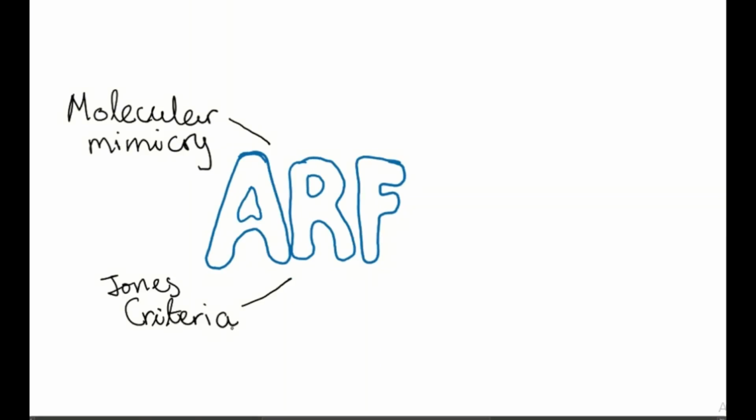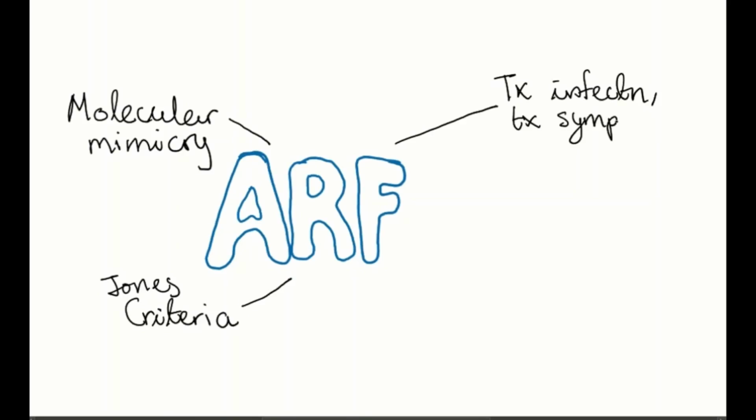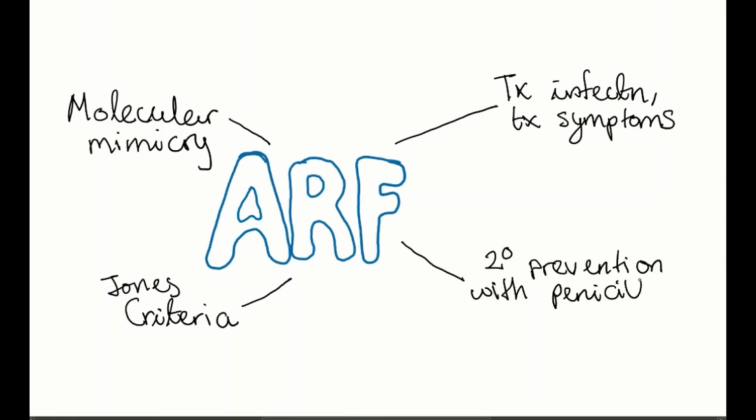In summary, acute rheumatic fever is a complication of group A beta hemolytic strep infection, and it occurs as a result of molecular mimicry in susceptible individuals. The Jones criteria is used to make a diagnosis. Treatment involves treatment of the initial strep infection as well as symptoms of acute rheumatic fever. Patients require secondary prevention with penicillin till they are 21 or 40 years of age in order to prevent subsequent attacks.